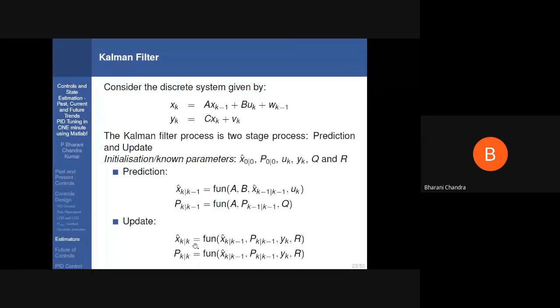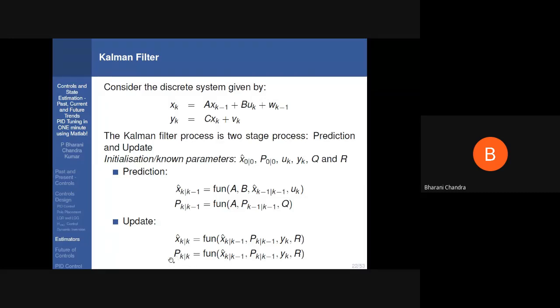In the update stage, once I have the measurement information, I try to update the predicted value. You can see that this predicted value is coming from here, the predicted covariance is coming from here, y is known to us and R is known to us. So I'm trying to combine the predicted value along with the outputs to calculate the updated value, what I mean by x1 at 1. This is nothing but the updated state at k equal to 1. Similarly, the updated covariance I can also calculate based upon the predicted one.